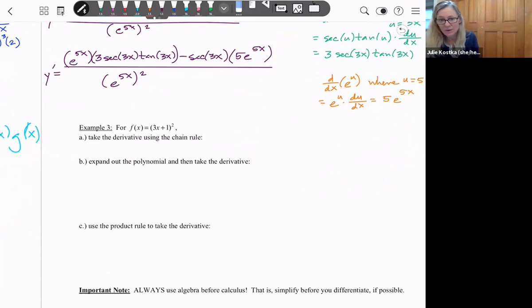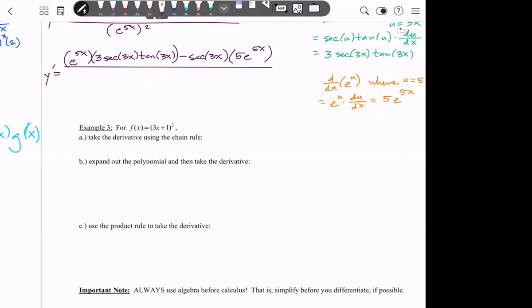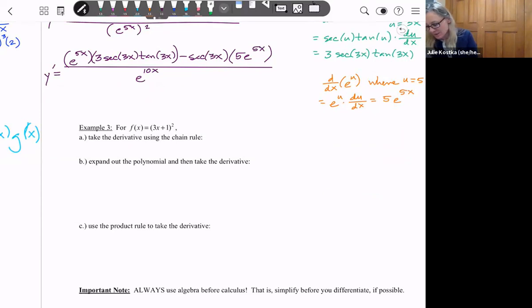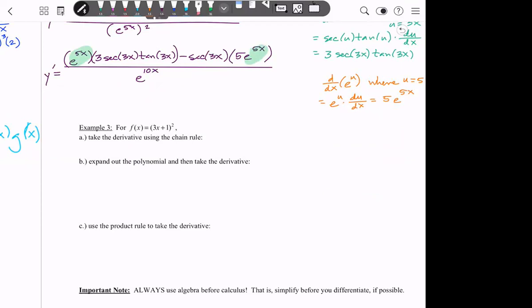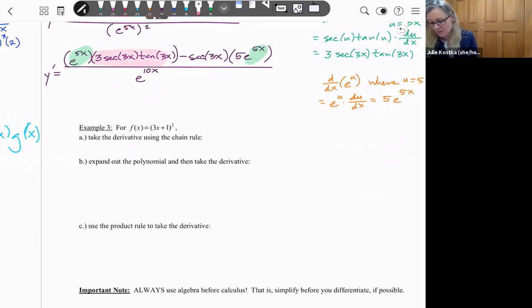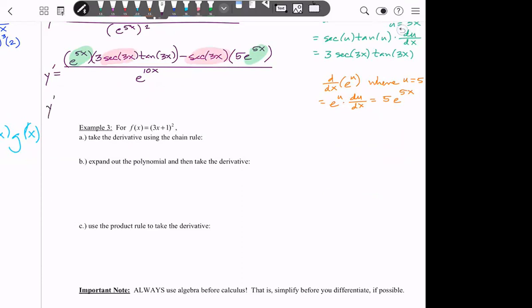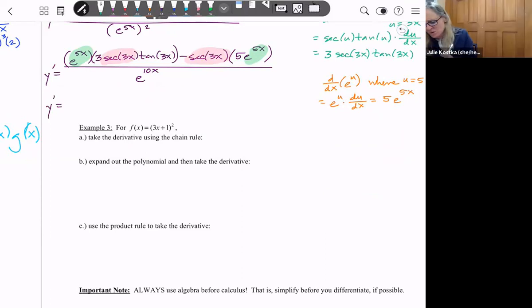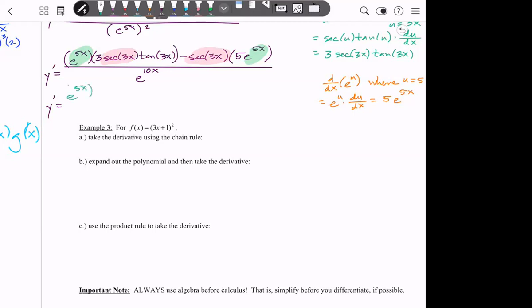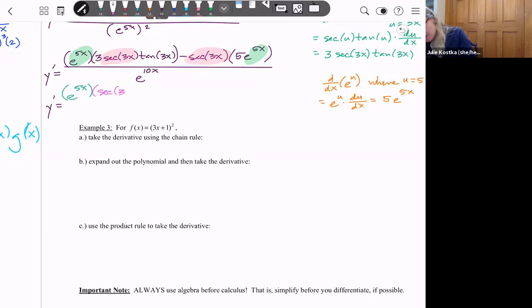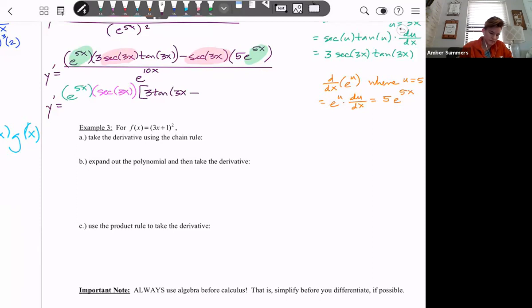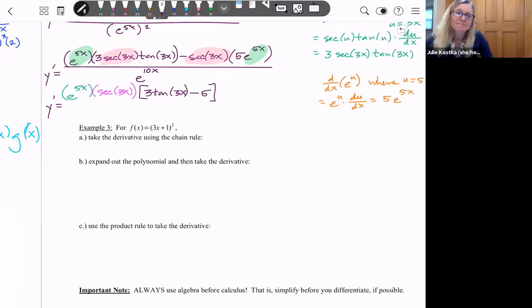How do I rewrite e to the 5x squared? That's just e to the 10x. Perfect. So I see now that I have an e to the 5x here and here. I could factor that out. I'm going to take out the e to the 5x, and I do have a secant of 3x here too. So I'm going to pull out the e to the 5x and the secant of 3x. Now let's see what's left. That first term, I'm left with 3 tangent 3x, and the second term, I'm just left with a 5. And then, of course, divided by e to the 10x.